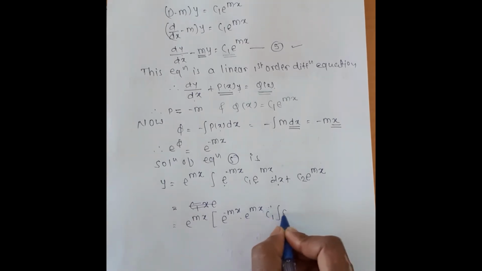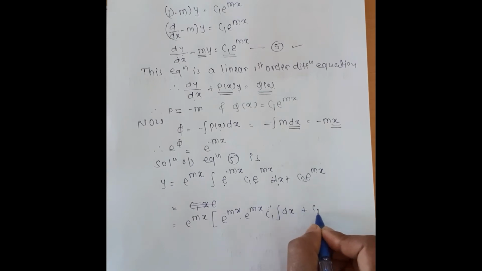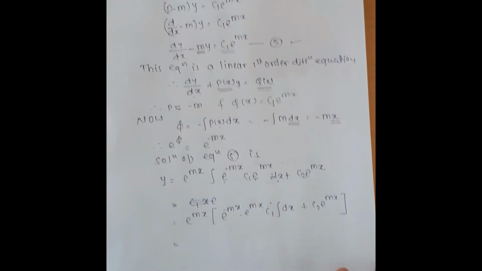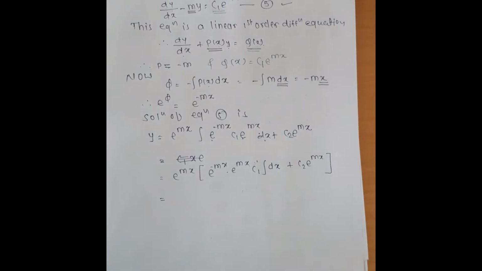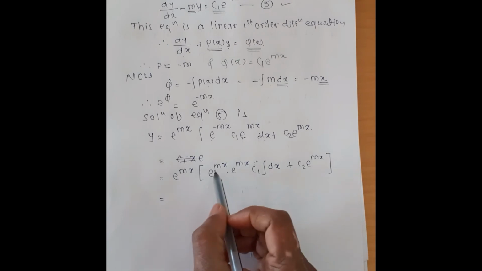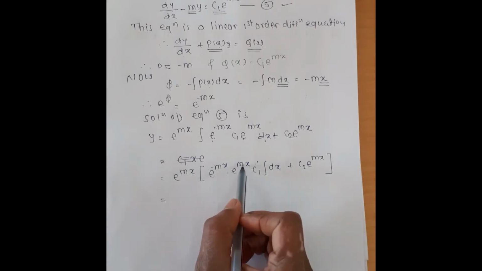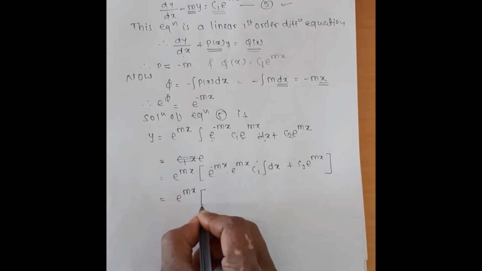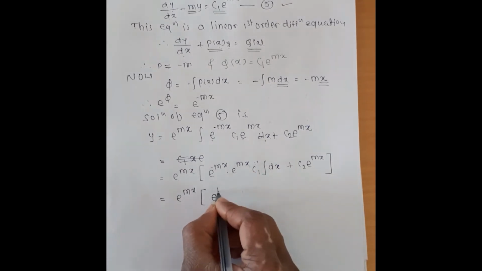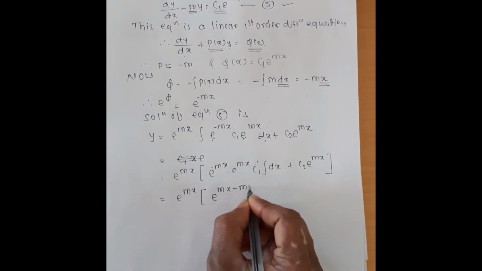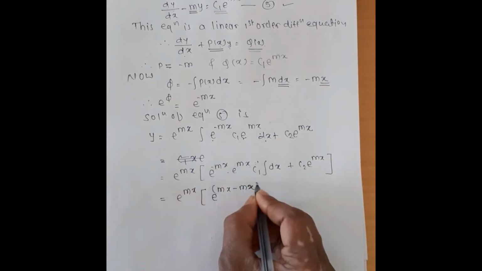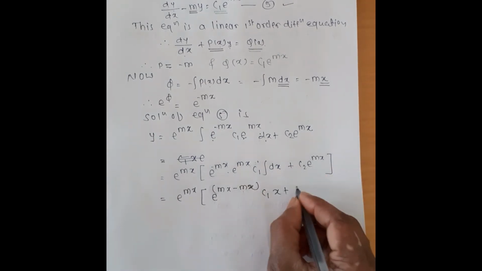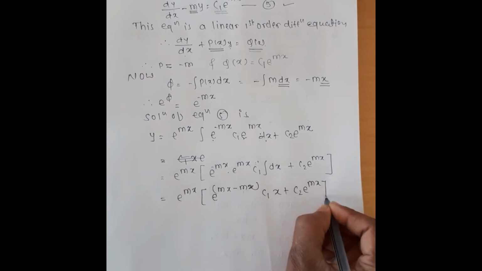C1 is also constant, dx plus c2 e raised to mx. Okay, so here the thing is what? e raised to mx, minus mx and plus mx, so it will be written like this: e raised to mx, e raised to mx first, minus mx second, into c1, integration of this dx will be x, plus c2 e raised to mx as it is.